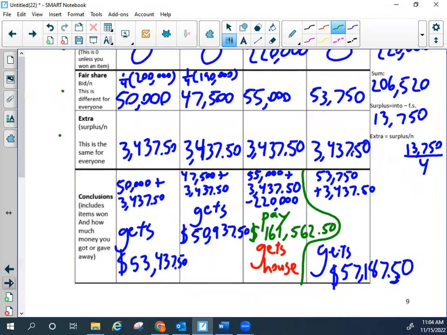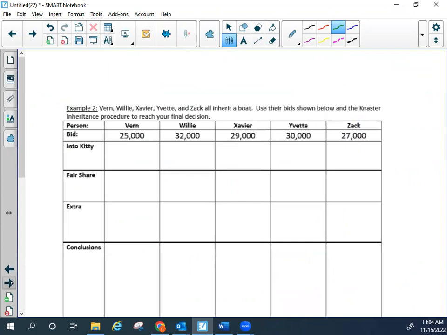Let's do another one. So in this case, they've inherited a boat. And the winning bid for the boat is Willie right here with $32,000. So nobody else has to put any money into the kitty except for the winning bid.